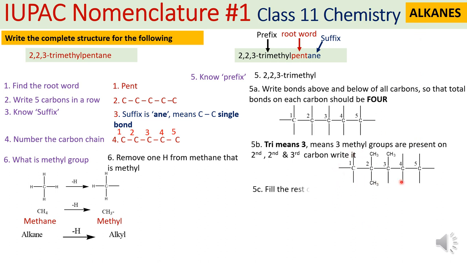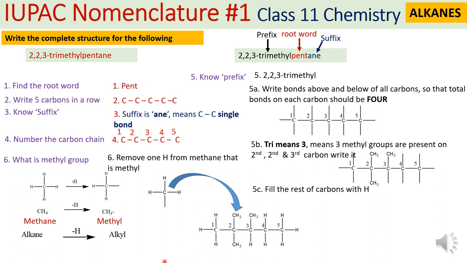So at all these points, 1 2 3 4 5 6 7 8 9, write the hydrogen, fill that with hydrogen. This methyl corresponds to this structure. This CH3 corresponds to this bond. This C will have CH3, hydrogen here, hydrogen on the left hand side and on the top right. So this is what it is. This will be CH3. So this is the actual structure, the complete structure of 2,2,3-trimethyl pentane.